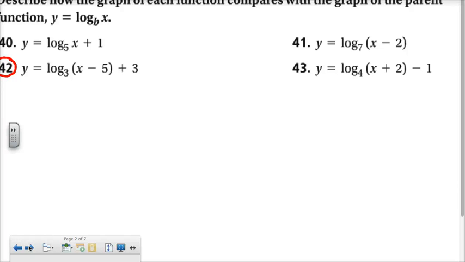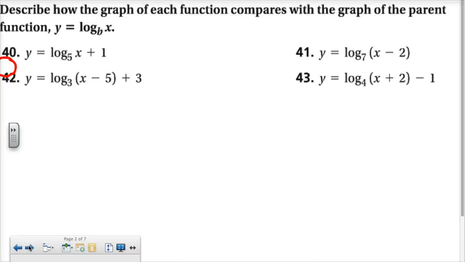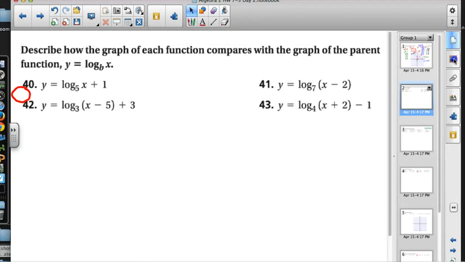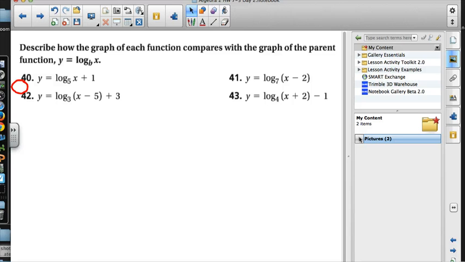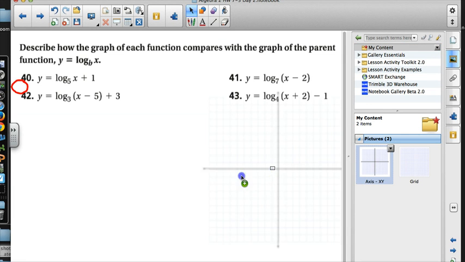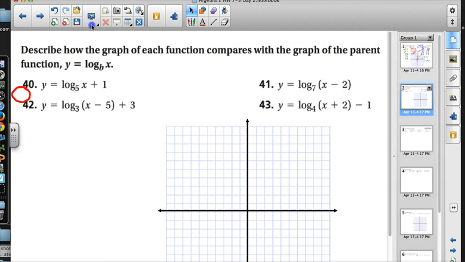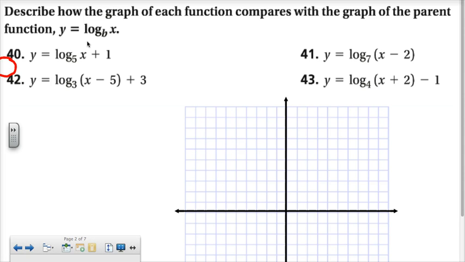Then number 42, this one is describe. I'm going to move that down so you can see it. Describe how the graph of each function compares with the graph of the parent function y equals logarithm base b of x. And then our instructions for this one were that you should just go ahead and graph this as well. So I'm going to grab some graph paper while I'm thinking of it here so I don't forget that part. So we're going to talk about our a, h, and k pieces, but then we're also going to graph it in the end. So we want to know about all of those shifts that we see when we go through this process.